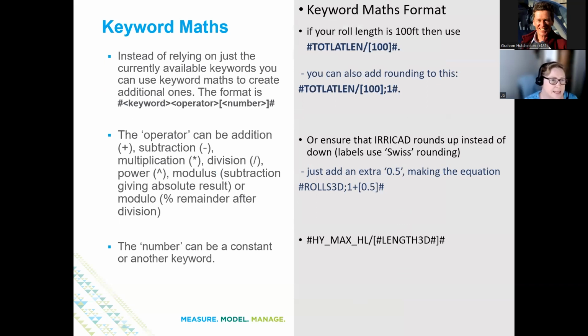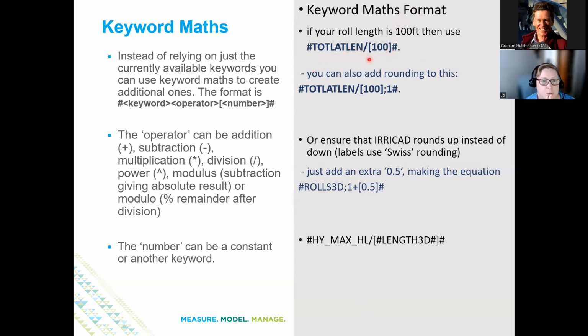Keyword maths. So instead of just relying on the currently available keywords, you can use keyword maths to create new ones. The format is basically a keyword, and then inside that last hash, we're going to put an operator and something inside square brackets. The operator can be addition, subtraction, multiplication, division, to the power of, or the percentage, something like that. And the number can be a constant or another keyword. So I've got some examples here.